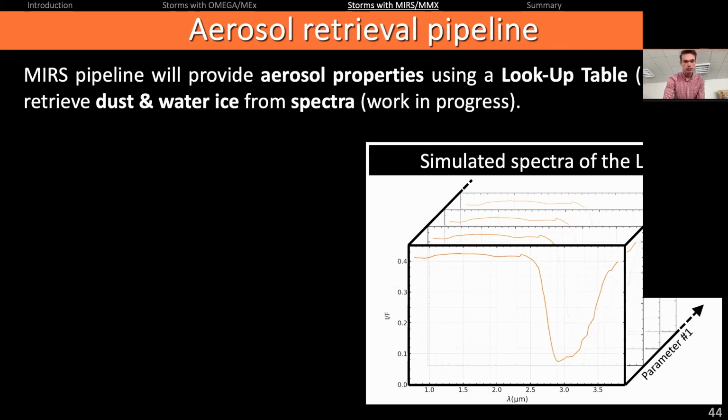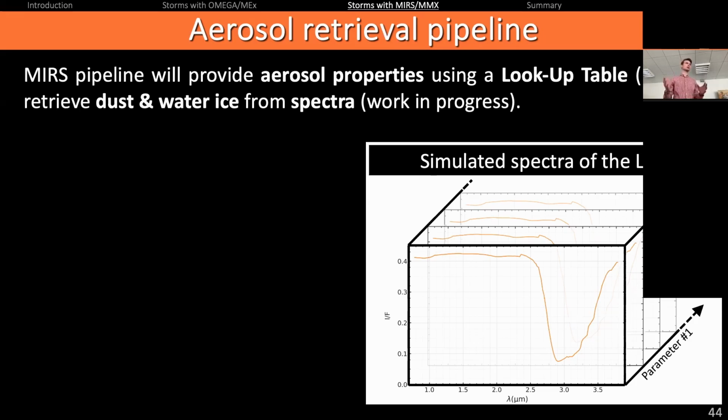But with these spectra, our goal is to prepare the aerosol retrieval pipeline. So aerosol for Mars is the combination of the atmospheric dust and the ices, so CO2 ice and the water ice in the atmosphere. So we need to prepare the pipeline for the future observations, and to do this, for the future retrievals, we compute what we call a lookup table.